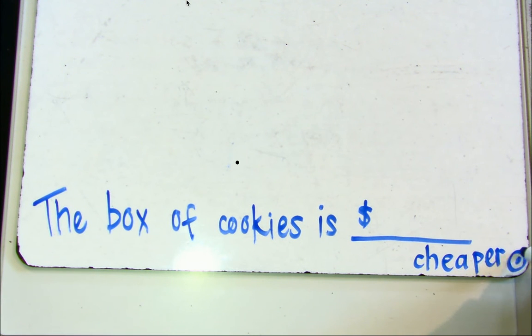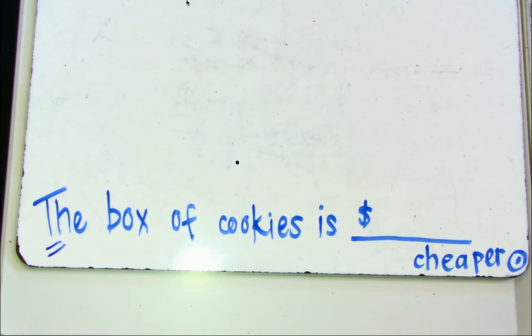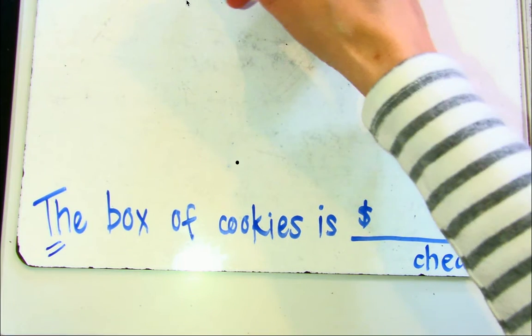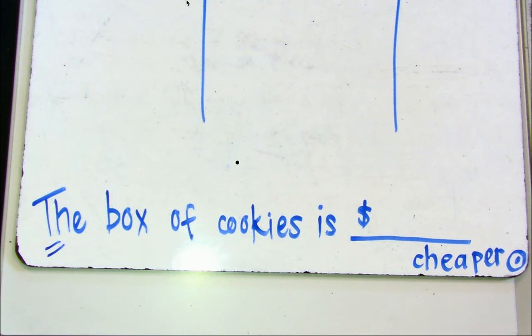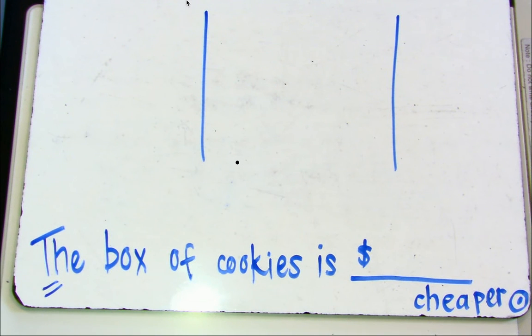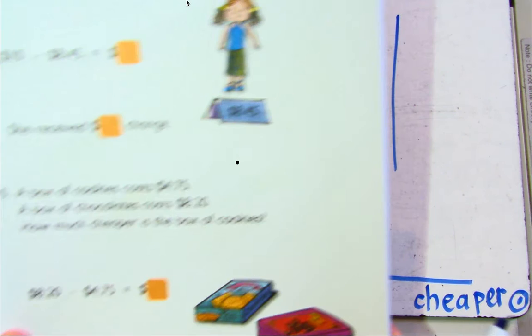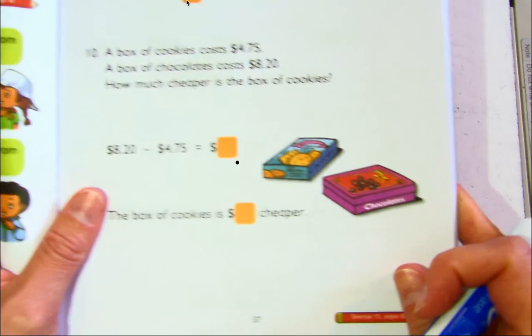And I'll make sure I have my capital letter and my end mark. All right, so the box of cookies. Let's draw our 2 lines so we know we should have something in each of these spots here. And what are we talking about here? Cookies and chocolates. And we don't have a who here.